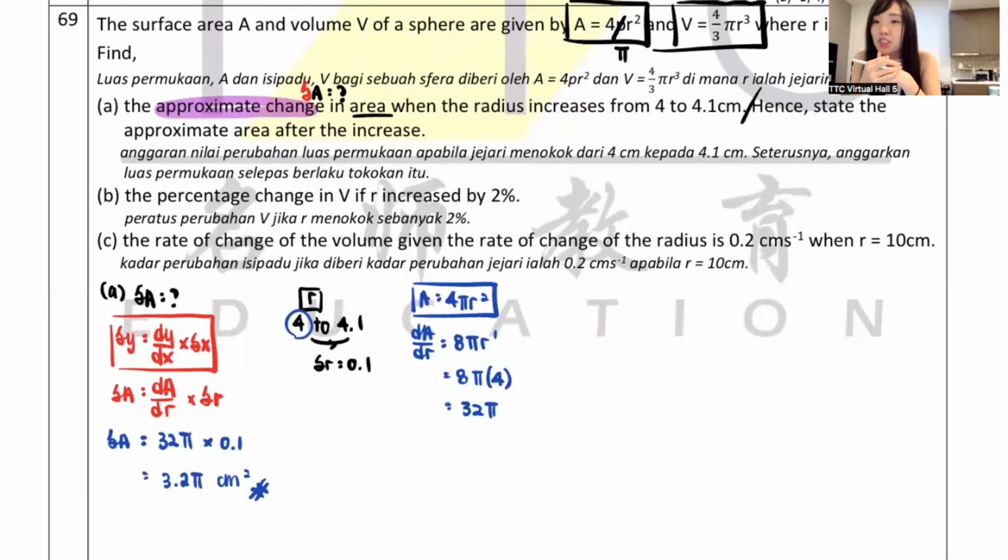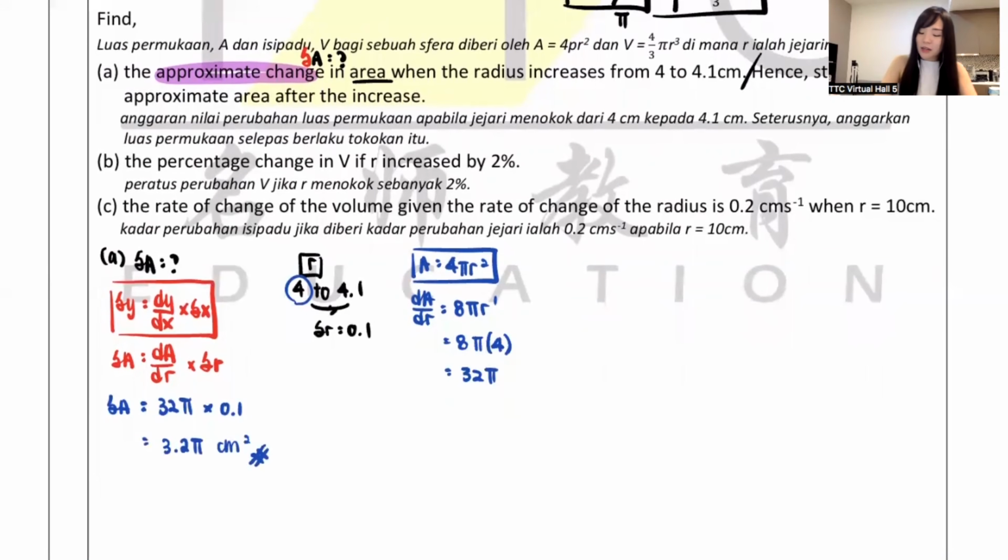So this is the approximate change, but don't stop there. After they ask the approximate change, read carefully, they say, hence, state the approximate area after the increase. Guys, can anyone tell me what the words approximate area after the increase actually mean? Very good, Bima. Very good, Melissa. Very good, Yen Yin, my dear. After the increase, before the increase is old. After the increase is new. They want to find the new area.